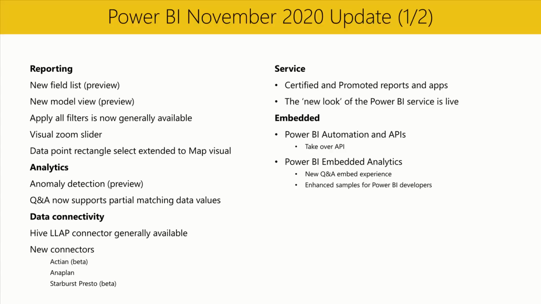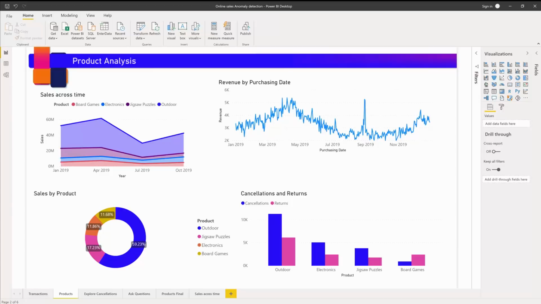Anomaly detection helps you to enhance your line charts by automatically detecting anomalies in your time series data. It also provides explanations for the anomalies to help you with root cause analysis. Ansi will take us through this feature.